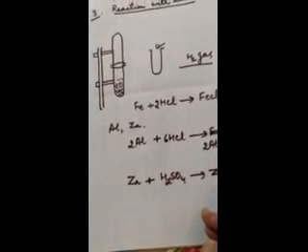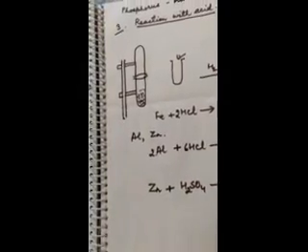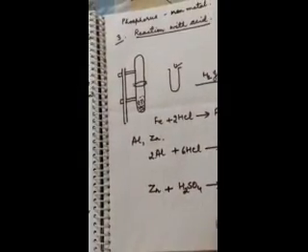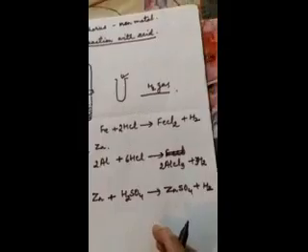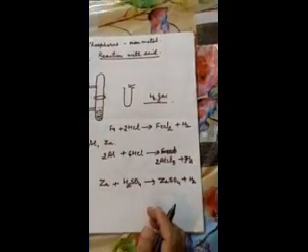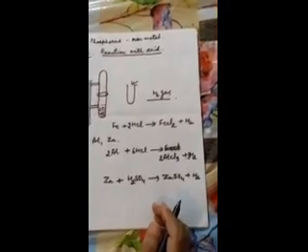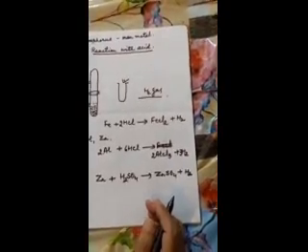Now come to the nonmetals. They do not react with acid. Some nonmetals like sulfur and phosphorus react with concentrated acid but do not liberate hydrogen gas.